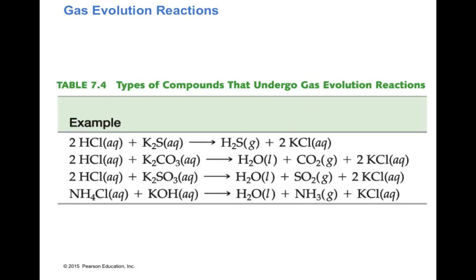Here we have a table also of the different types of compounds that could produce this gas evolution reaction. So here we can see that the initial product will be, in this case, the carbonic acid, and then it produces H2O and carbon dioxide. The same thing here, producing SO2 and NH3. So these are examples of the gas evolution reaction.